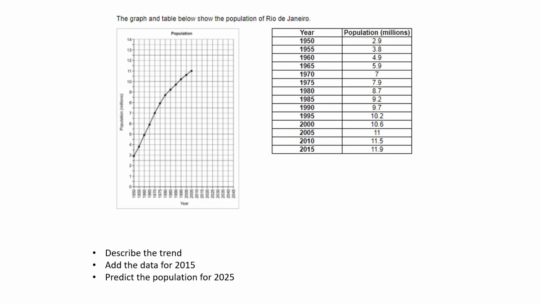Here you've got a graph and a table and you're asked to describe the trend. And then you're asked to add some data. So the trend is it's increasing over time. You're asked to add the data for 2015, so drawing a plot onto the graph. You had a couple of those in paper 1. And then predicting the population for 2025 would just be to continue that line up and see what number you come to.